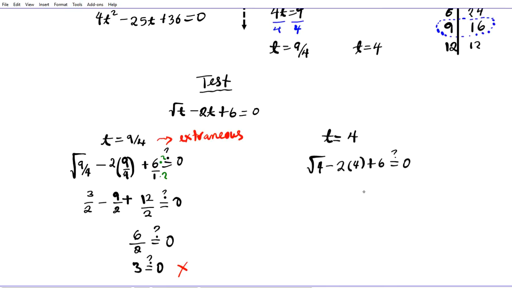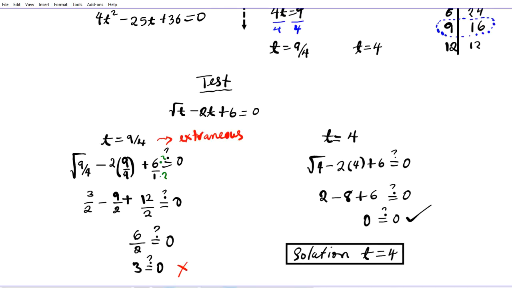a true statement? Square root of 4 is 2, minus 2 times 4 is 8, plus 6. Is this equal to 0? 2 minus 8 is negative 6 plus 6. That's 0. Is 0 equal to 0? Absolutely. So our solution for this radical equation is t equals 4. Okay? So that's that.